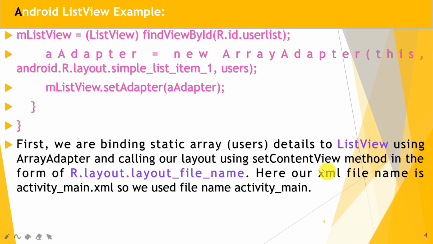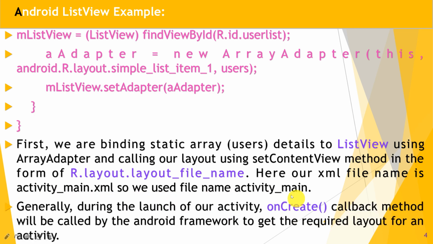Here our XML file name is activity_main.xml. So we used the file name as activity_main. Great guys, hope you understand. Generally, during the launch of our activity, the onCreate callback method will be called by the Android framework to get the required layout for an activity. Great guys, hope you understand all these things.